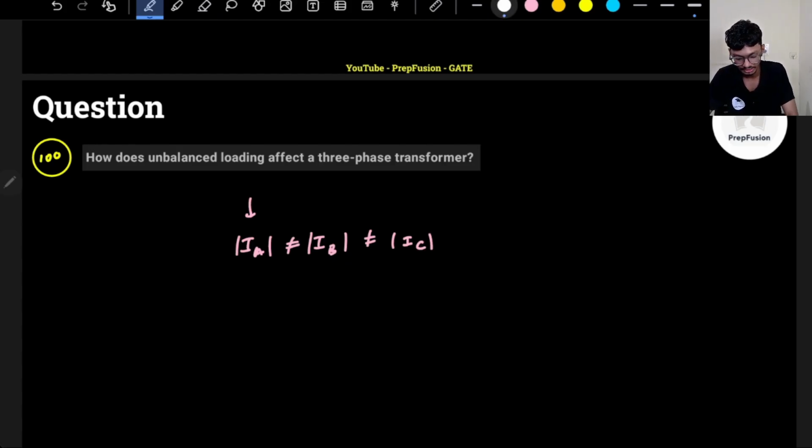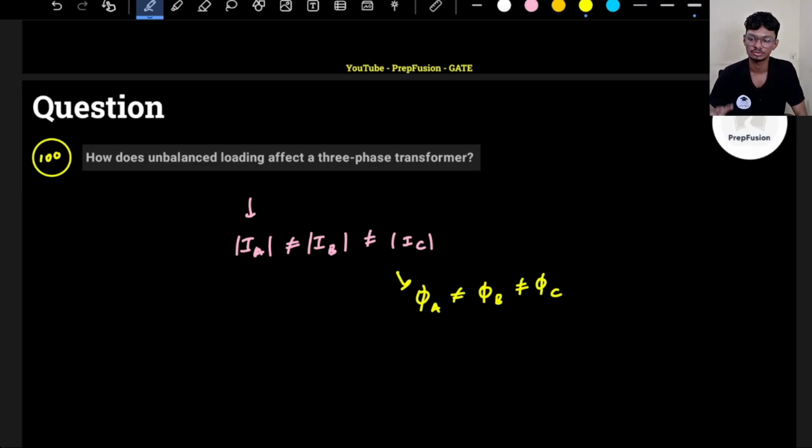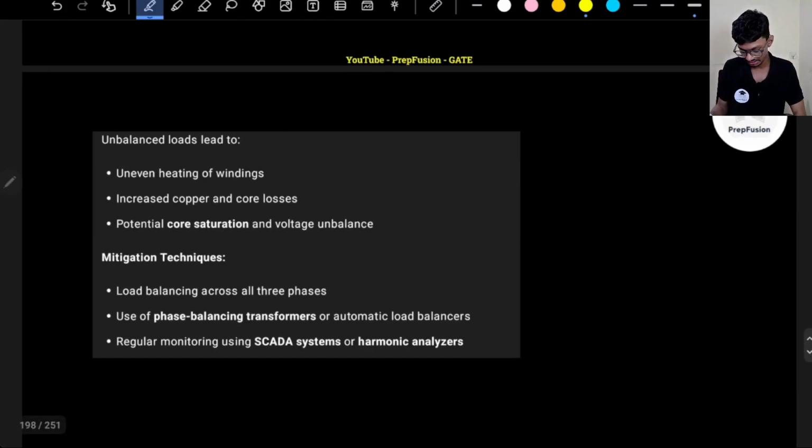If these are not equal, my magnetizing flux is also not equal at every phase. So phi A is not equal to phi B, is not equal to phi C. These will be not equal basically, so there is a problem. The core can get saturated due to unbalanced loading, and of course, if currents are different, some places will heat up more, some places will heat up less. Maybe phase A will be loaded more, due to that it can get damaged. These are the problems basically.